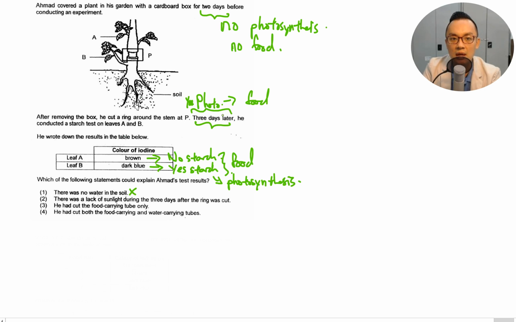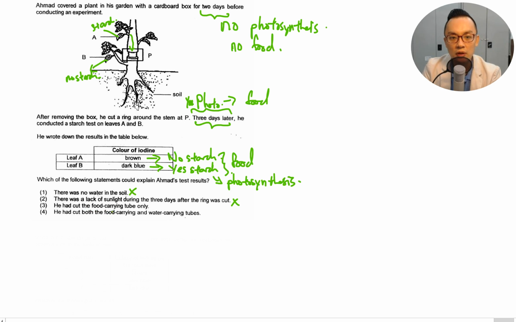So in these 3 days, what happened is the leaves carried out photosynthesis. They tried to send the food down, but they could not. All right, so all these leaves should have starch. These leaves should have starch, but these leaves over here should have no starch, okay? Because during the previous 2 days, there was already no photosynthesis and no food being made. So there was a lack of sunlight during the 3 days after the ring was cut. Not true. During the 3 days, there was photosynthesis and food was produced.